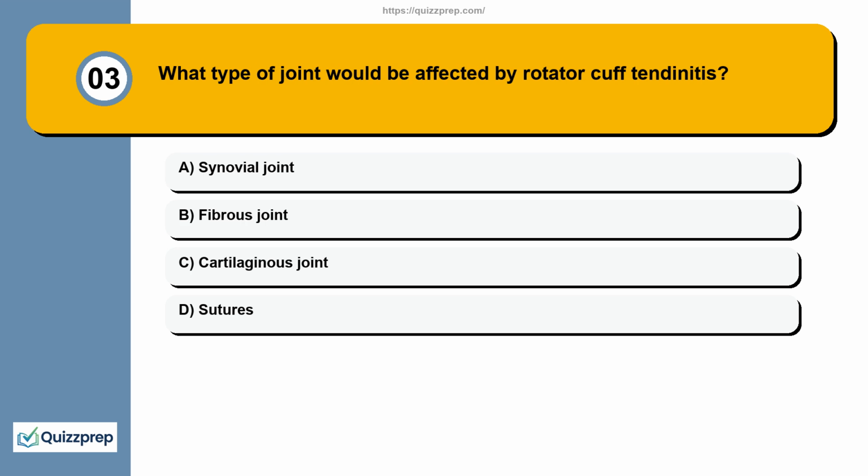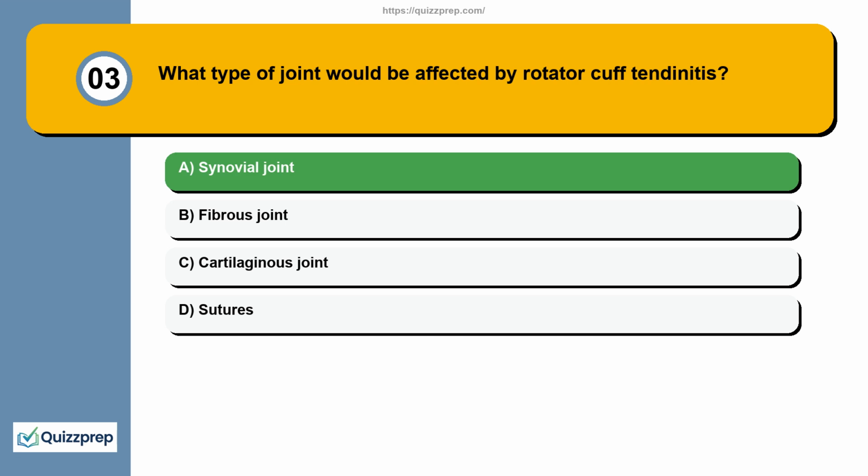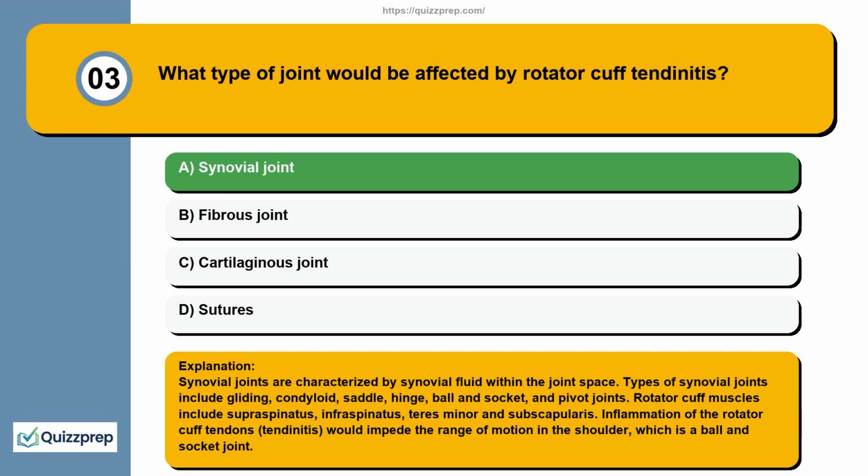Question 3. What type of joint would be affected by rotator cuff tendinitis? Synovial joint, fibrous joint, cartilaginous joint, sutures. Synovial joints are characterized by synovial fluid within the joint space.